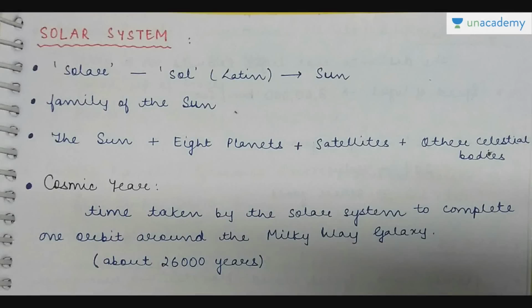Now, the solar system. This is made from the word solar, which is again made from the Latin word sol, which means sun. So it is the family of the sun. It comprises the sun, the 8 planets, satellites, and other celestial bodies. Now what is this cosmic year?